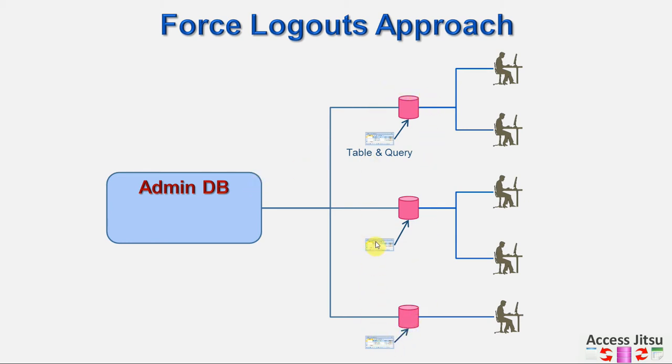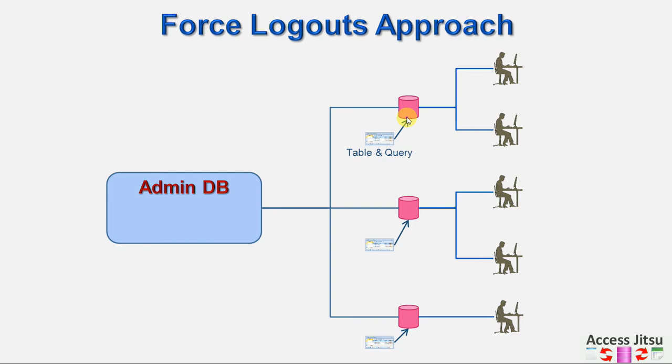So we're going to put a table in the back-end database of each monitor database, and that table is going to hold a single row and a single true-false or yes-no column. And a true value in that column will represent yes, we want the users to log out as soon as possible. A false value will mean that they can stay logged in and continue doing their work.